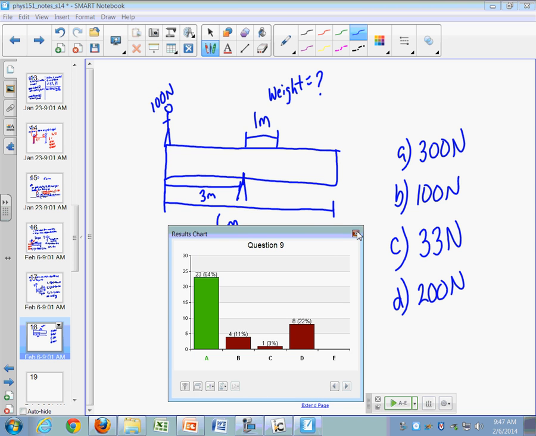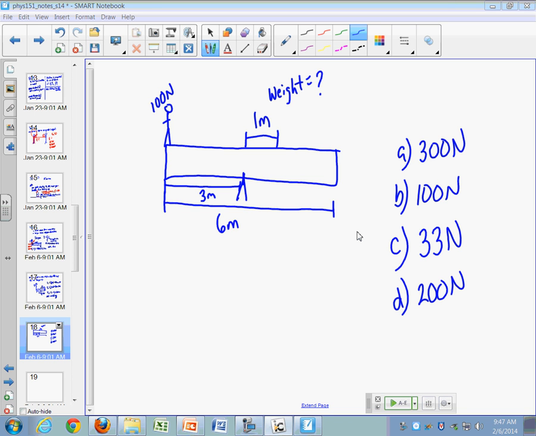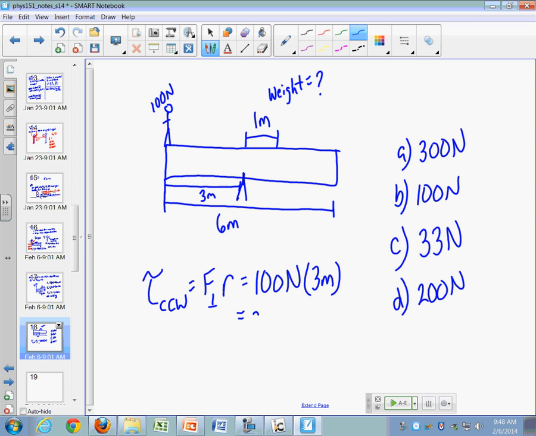how to work this. Let's see, what type of torque is caused by the 100 Newton person? Is that clockwise or counterclockwise? It's counterclockwise, right? It causes the seesaw to rotate in this direction. So my counterclockwise torque is equal to the force perpendicular times the length of the moment arm. That's going to be 100 newtons times 3 meters, so my counterclockwise torque is 300 newton meters.